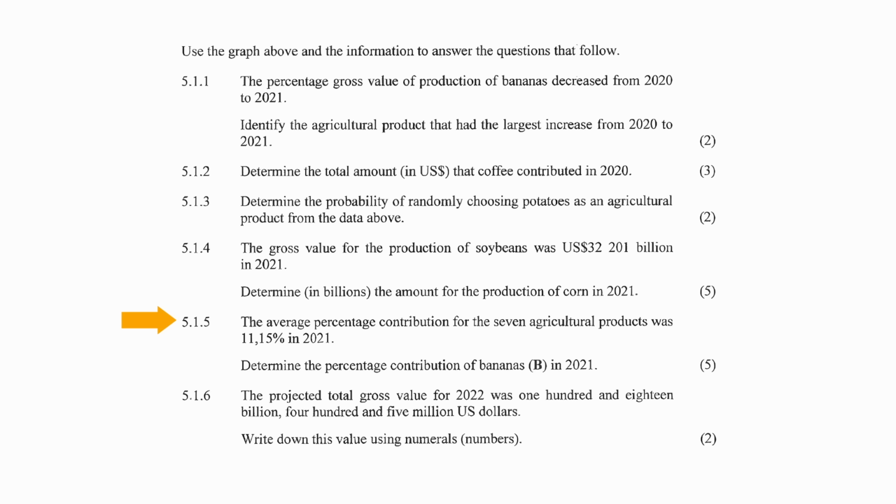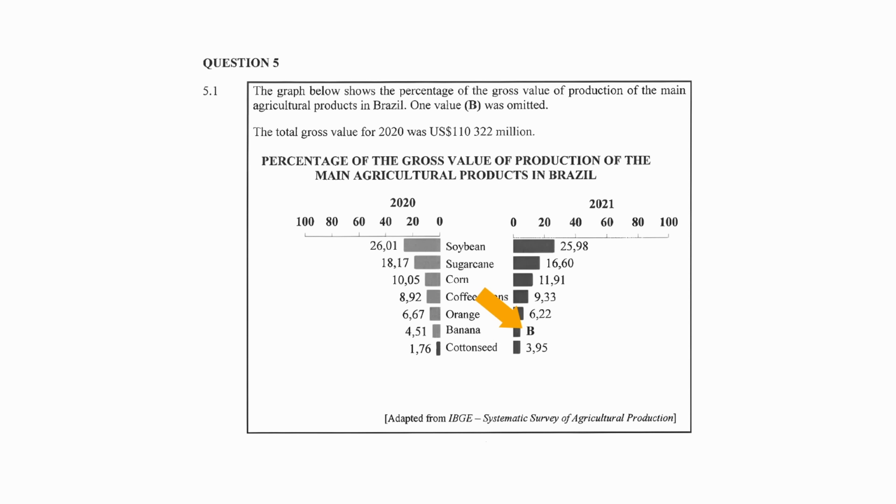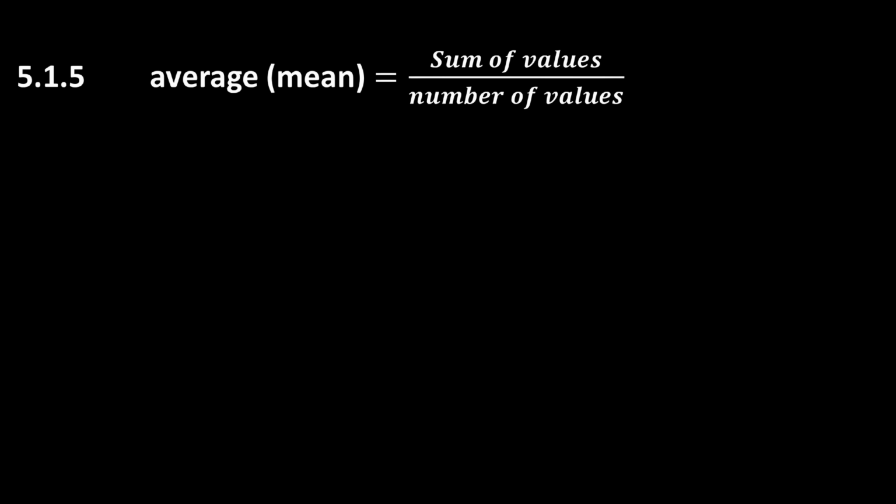In question 515, it is stated that the average percentage contribution for the 7 agricultural products was 11.15% in 2021. You have to determine the percentage contribution of bananas in 2021. The average or mean of a dataset equals the sum of the values in the dataset divided by the number of values in that dataset.